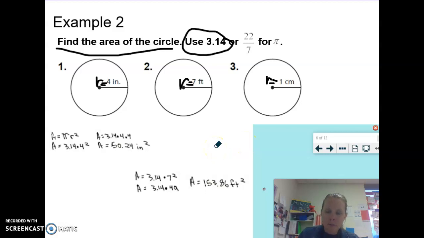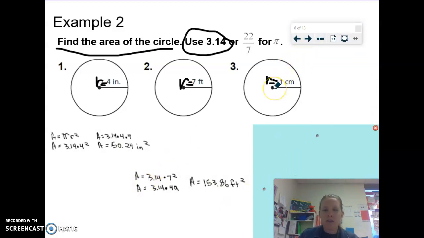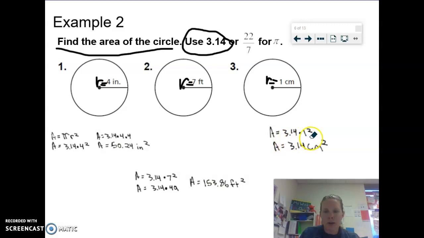Answers can be a little lenient, and sometimes your answers might be a little off, and that's okay. If you had something way different though, like 75 feet, I'd be like, what were you doing wrong? First off, your units weren't even right. So make sure you have feet squared. Make sure you have the correct answer. And your last one here, I just have a radius of 1. Well, if I take 1 squared, it's just 1. So really, I'm just taking 3.14 times 1, and I get 3.14 centimeters squared.